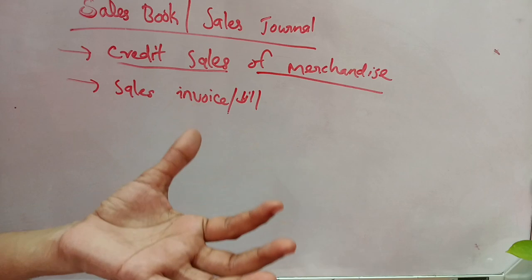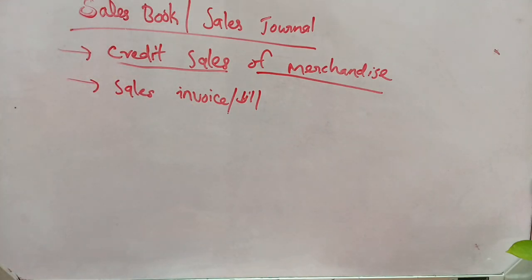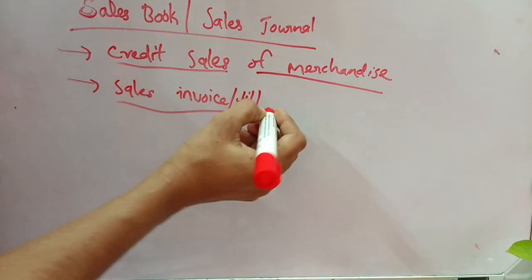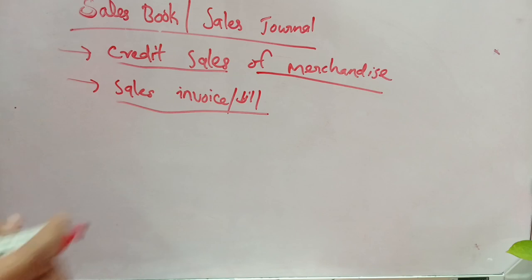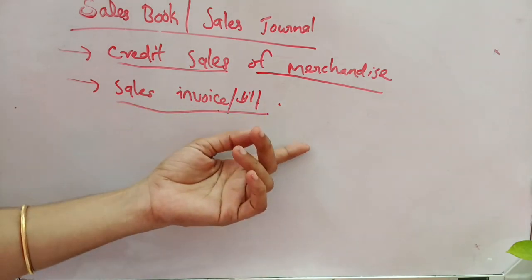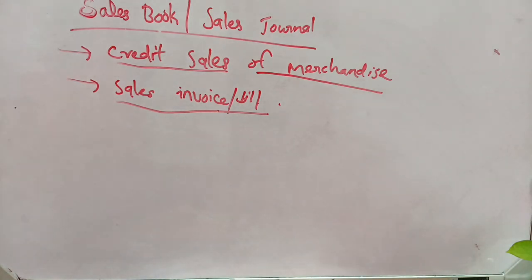That is, credit sales of merchandise are recorded in the sales book or sales journal, and cash sales are never recorded in the sales book or sales journal. The source document used for recording credit sales in the sales book is the sales invoice or bill issued by the firm to the customers.